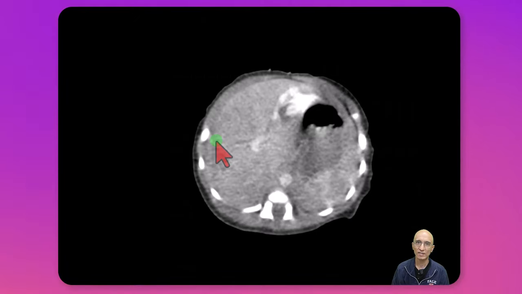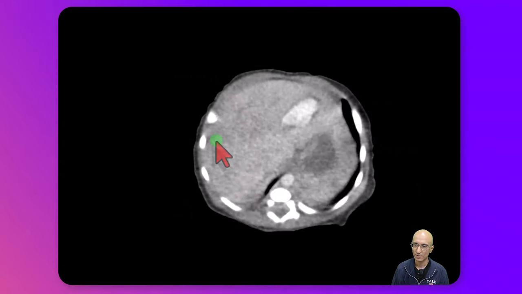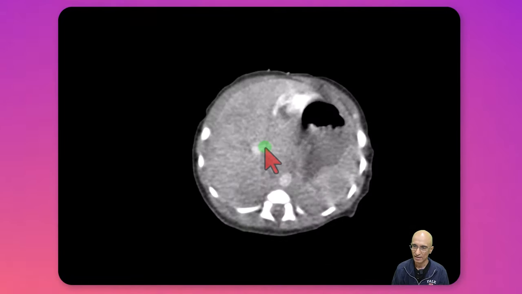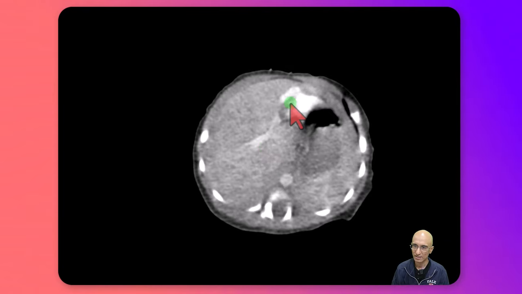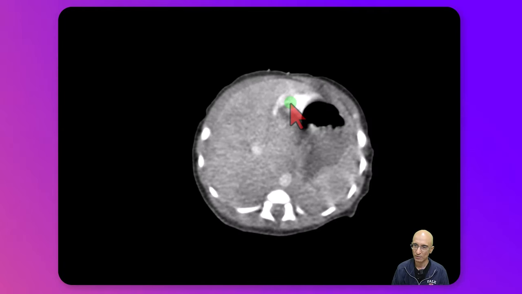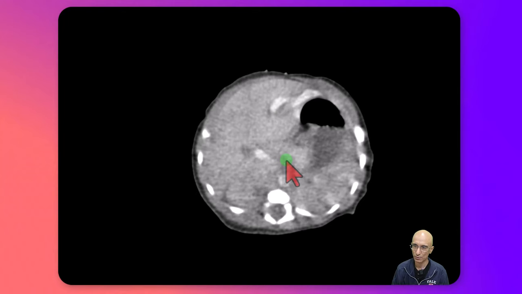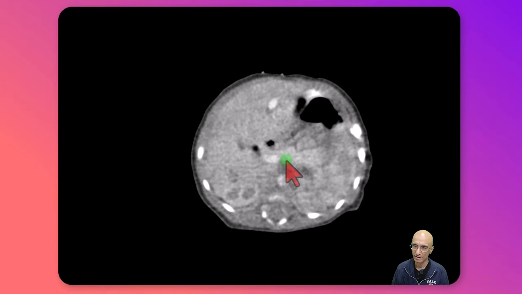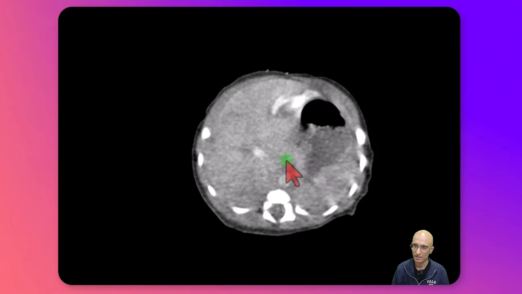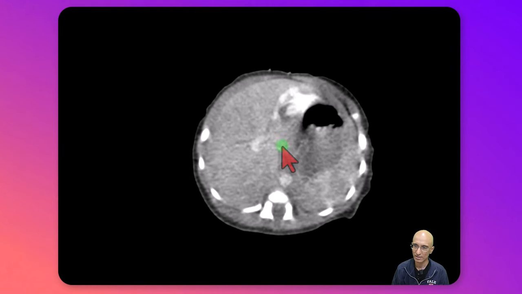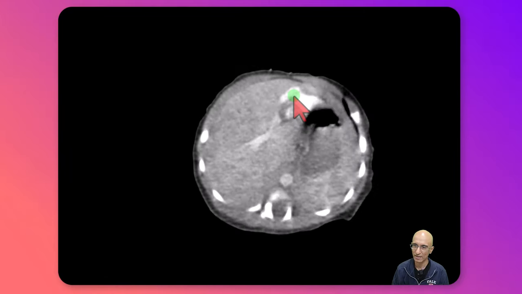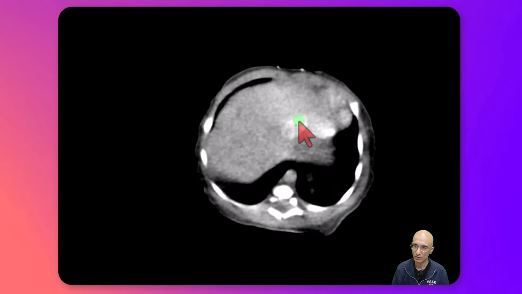So let's look at the CT images. On the CT images, you can clearly see a dilated vessel which is connecting to the left portal vein branch. As I follow back and forth, you can see the extrahepatic portal vein. Then it bifurcates into right and left portal veins. And the left portal vein is communicating to this dilated extrahepatic vascular channel, which eventually joins the IVC right atrium region.